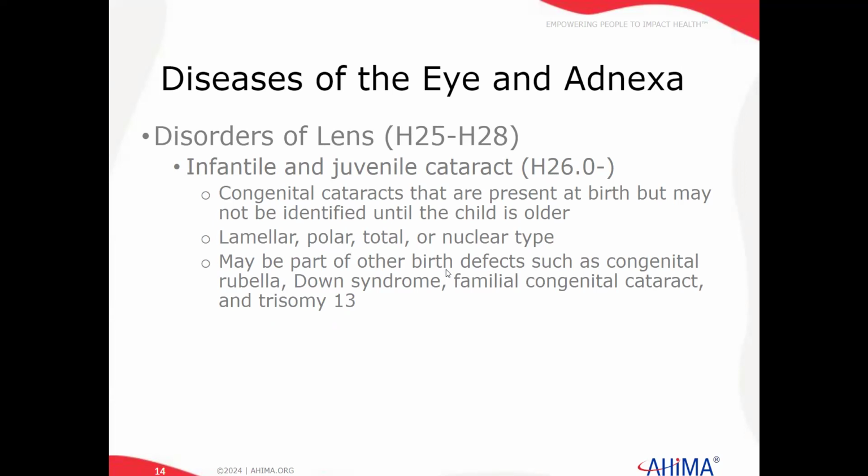And again, we can also have not just the age-related or senile cataracts, but the juvenile cataracts, which fall into code category H26. These could be congenital cataracts that are present at birth, but may not be identified until the child is older. We can also have lamellar, polar, total, or nuclear type. And these can be part of other congenital defects such as congenital rubella, Down syndrome, and others.